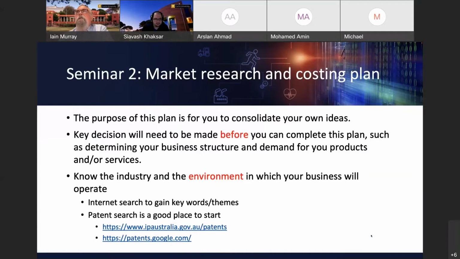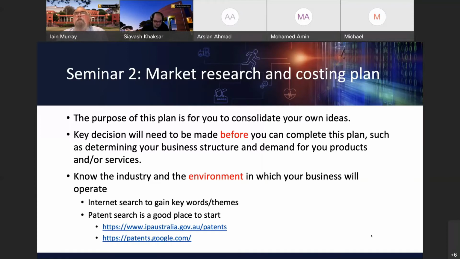The Canvanizer, Sebastian, is worth 10% of the final mark, is it? Sorry, I was muted. Yes, it's 10% of the marks. It was on the slide there somewhere, but I will mention it again because you should put some thought into it. Do it as well as you can, but it is a living document and it does contribute to your overall marks. So the market research and costing plan is something that you will also be developing in the next few weeks. Sebastian can tell us all the due dates towards the end of this if you like.